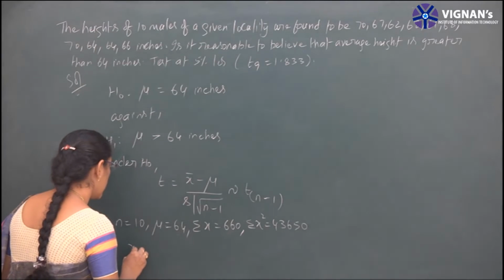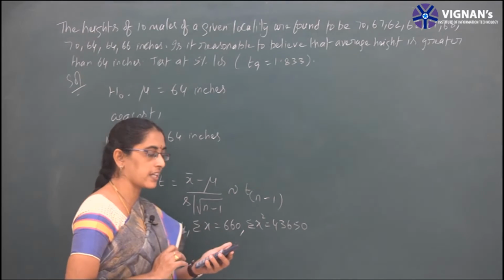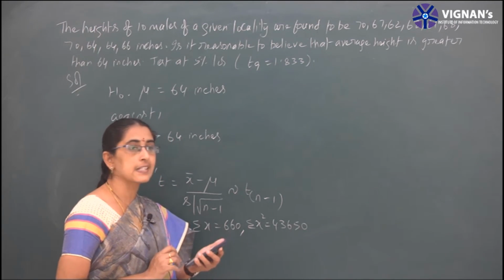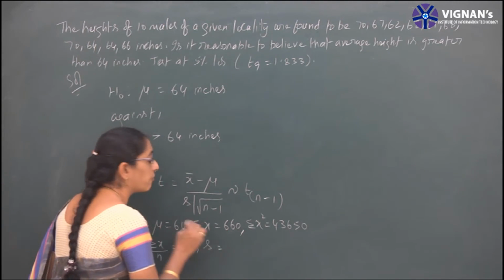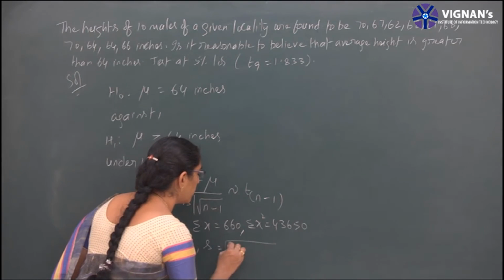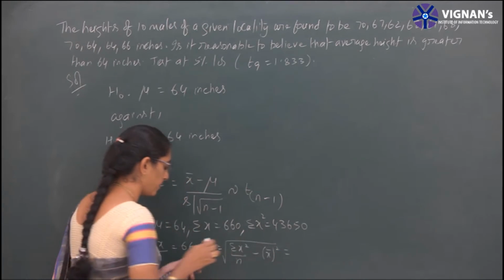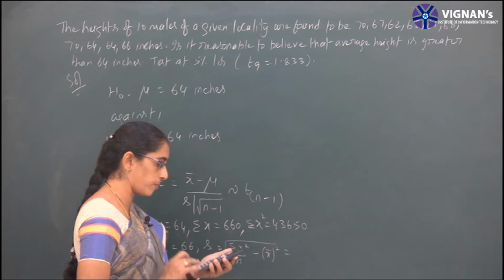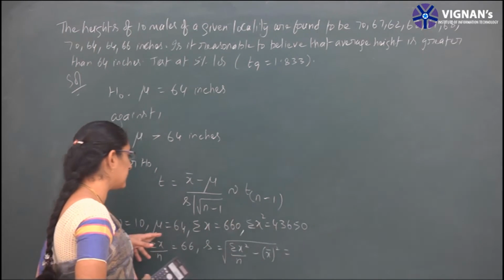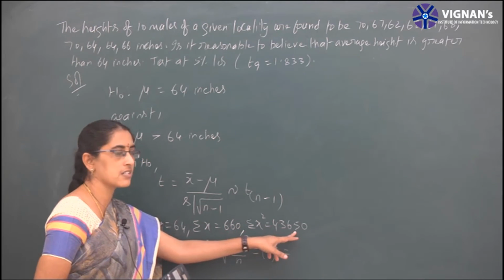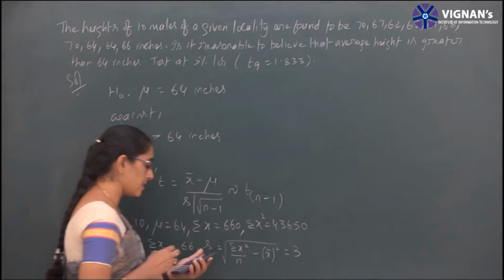Now we know that the x bar formula is summation x by n. For that, let's shift to first option. We will get 66, because 660 by 10 is nothing but 66. The formula for small s is square root of summation x square by n minus x bar square. For that, let's shift to second option. So it is 3. That means 43,650 by 10 is 4,365 minus 66 square, under square root it is simply 3.